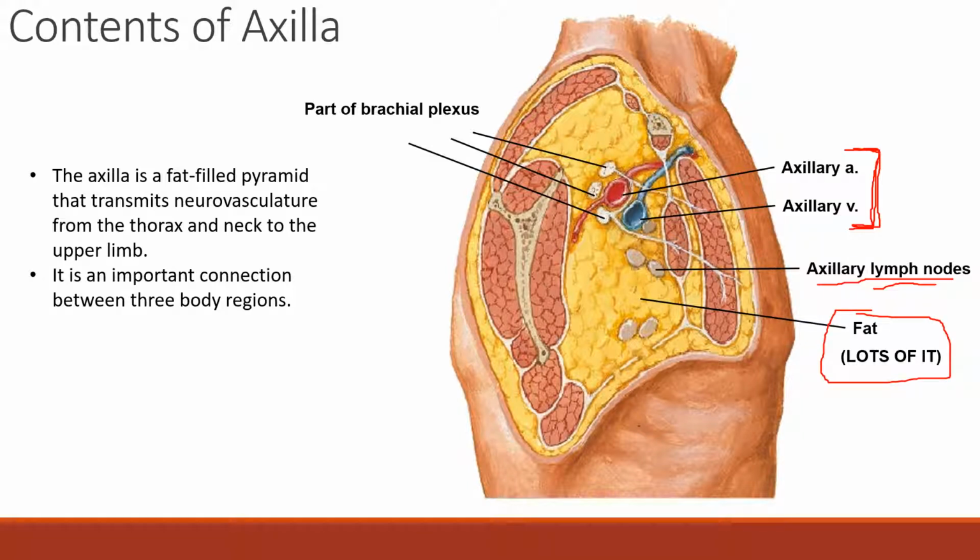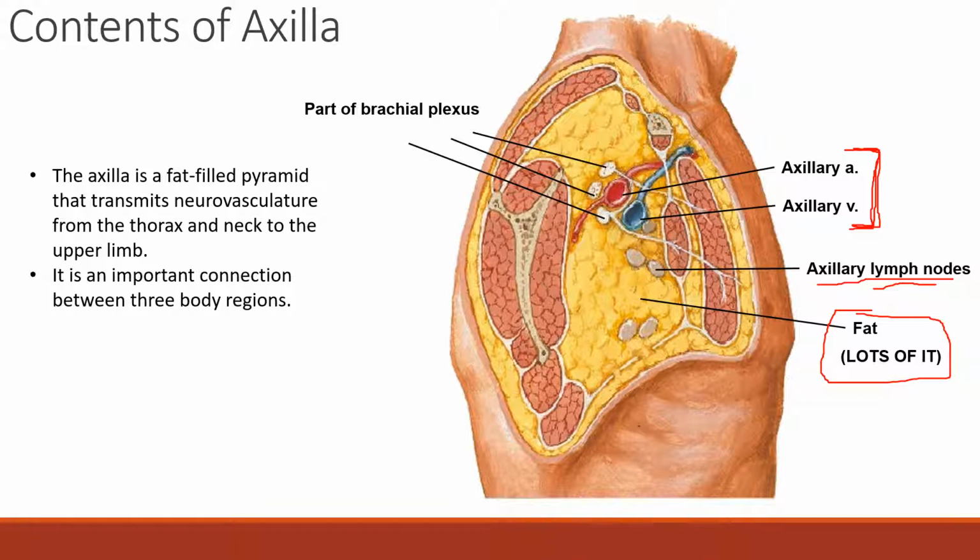If you notice from the previous images, the axilla does have pretty good bony protection, but you have a lot of fat in there to provide flexibility and additional protection. You can't put too much bone in this region because then you're going to lose the mobility of the upper limb. So this fat is necessary as protection, but also a compromise with flexibility of the shoulder joint.